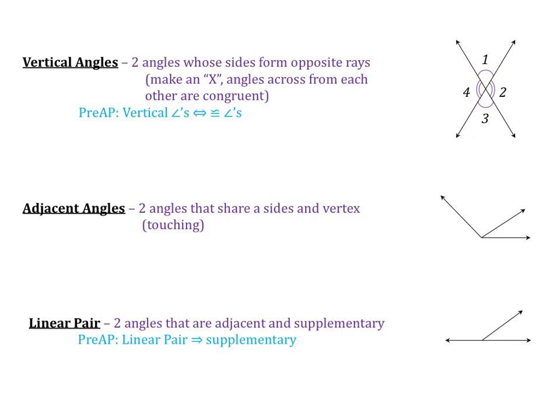Adjacent angles are two angles that share a side and a vertex. So right here you can see this one side is part of the upper angle and the lower angle.